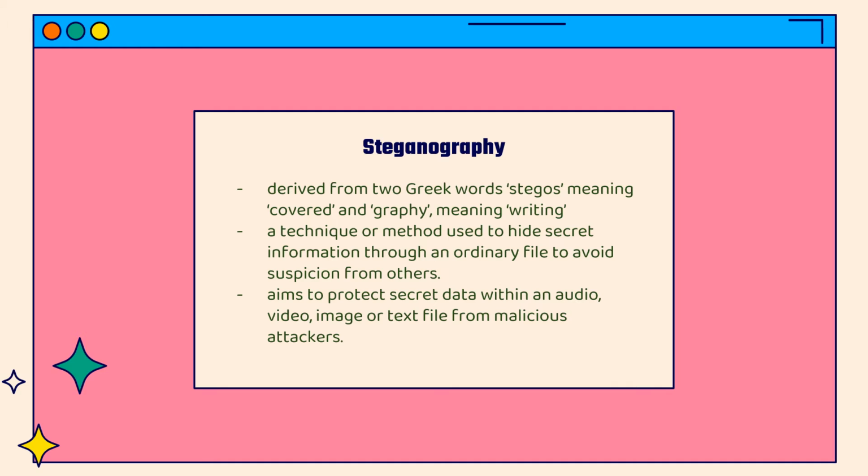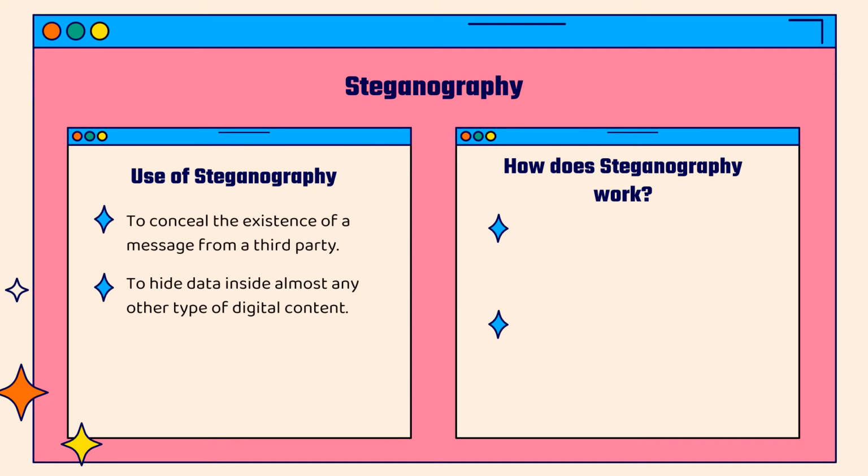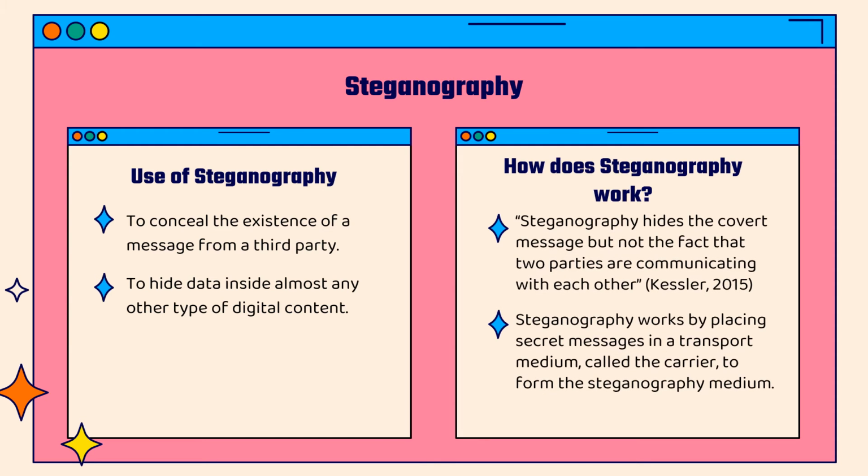It hides messages in such a way that no one, apart from the sender and the intended recipient, suspects the existence of the message. Steganography is used to conceal the existence of a message from a third party and to hide data inside almost any other type of digital content. According to Kessler, steganography works by hiding the covert message but not the fact that the two parties are communicating with each other. The steganography process generally involves placing a hidden message in some transport medium, called a carrier, to form the steganography medium.